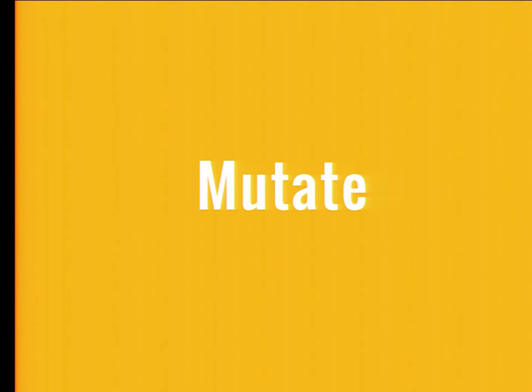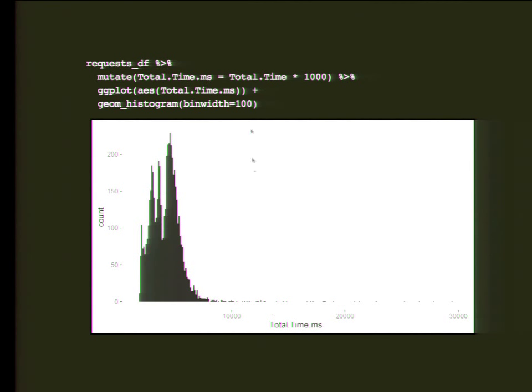Mutate is the way to create new variables. And so just an extremely simple example. Say I have the time was in, I think, seconds. And I want to see it in milliseconds, I can just say, okay, mutate total time in milliseconds equals the total time column times 1,000. And now I have that new column that I can plot. There's a bunch of examples of how you could use that, but it's a little boring.